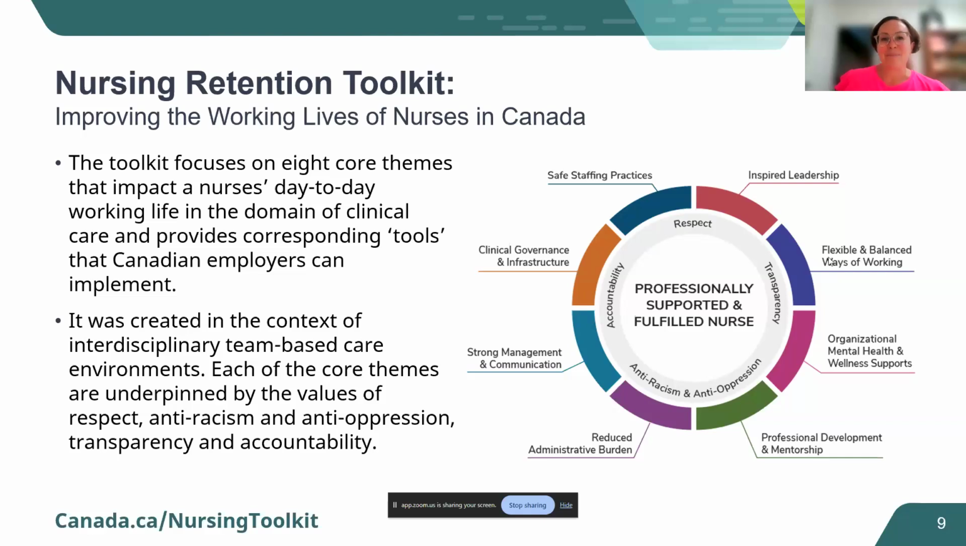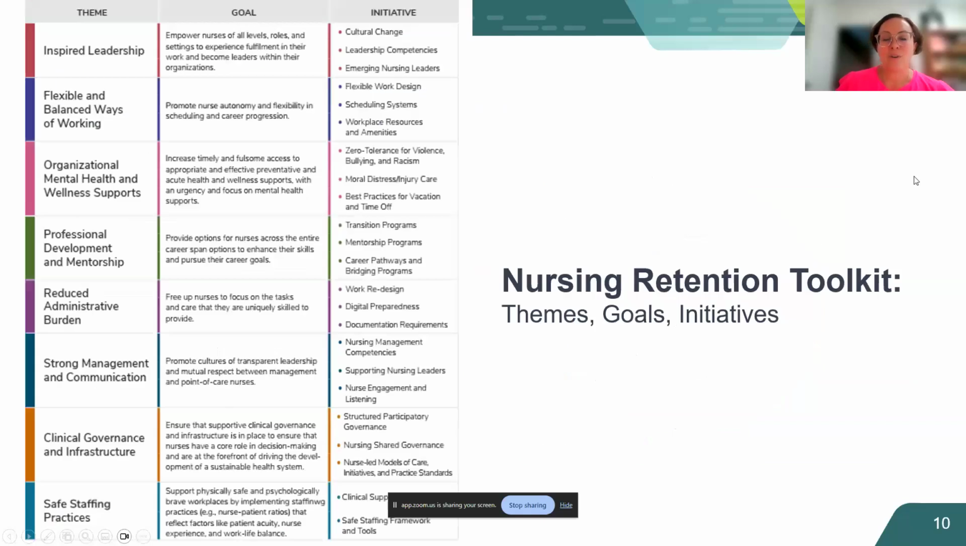So we'll go to the next slide, please. So this is really just to give you a sense of the 8 themes. Again, you see color-coded down the one side of the slide, then you'll see there's a goal statement for each of the 8 themes. And then all of the themes have 3 initiatives after each of them, with the exception of safe staffing practices, which just has 2.